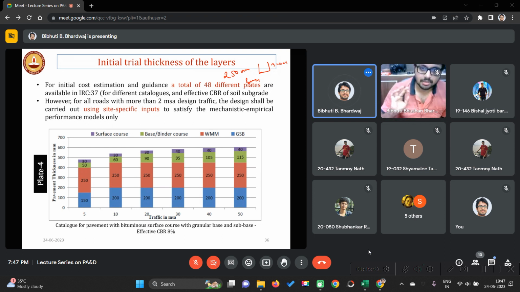In case of pavement, this first assumption, it is given in IRC in as different, like catalogs, or it's called plate.